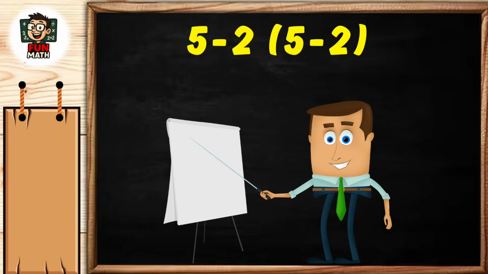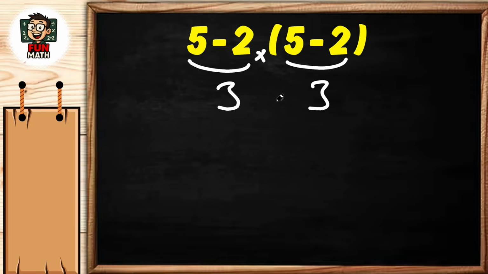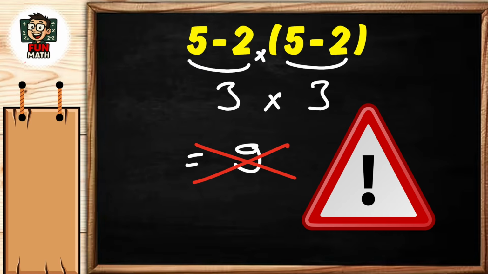Let's take a quick look at the question. 5 minus 2 equals 3. There is hidden multiplication. Now multiplication, 3 times 3 equals 9. If you solved it this way, you made a mistake.